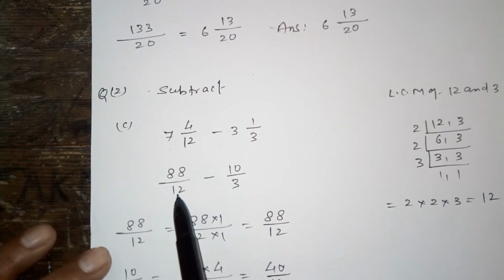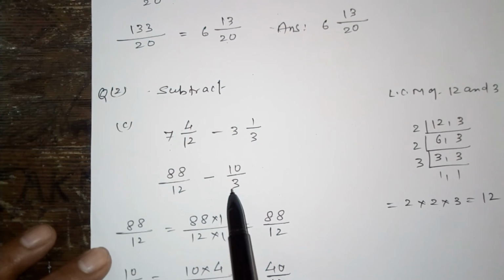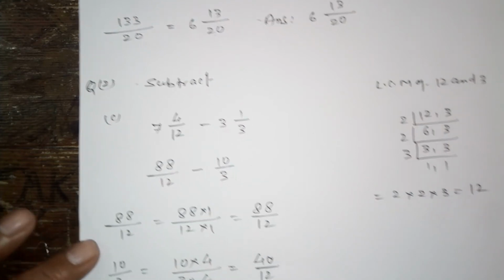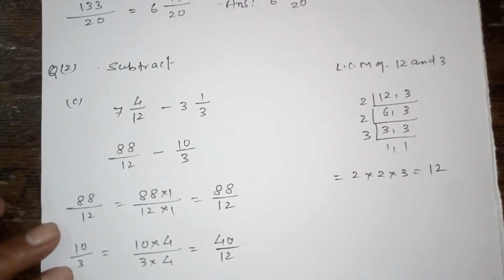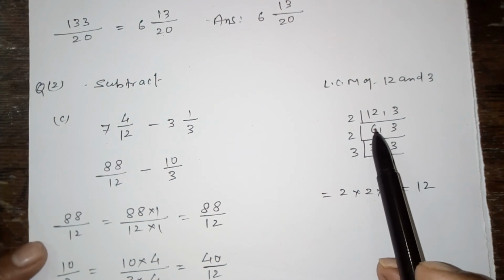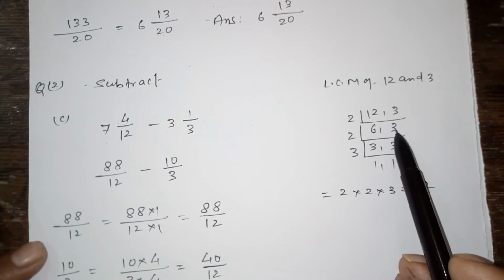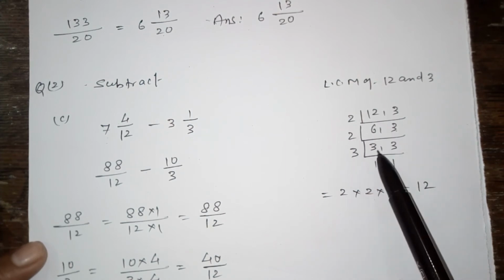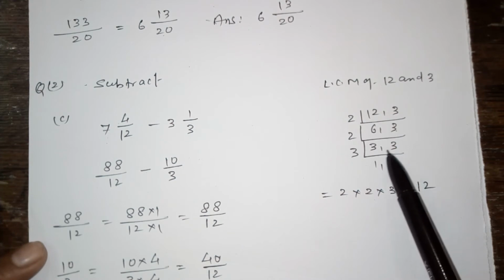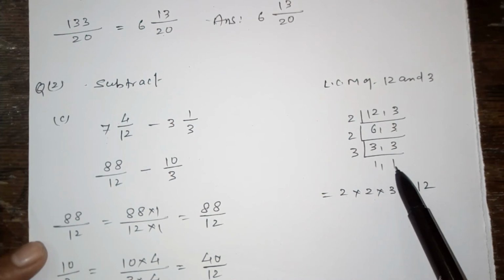As you know very well, these two fractions are unlike fractions. So unlike fractions are converted to like fractions. For this we will apply the LCM method. So what will you do? We will take out the LCM of 12 and 3. 12 divided by 2 will give you 6. 3 is the same number. 6 divided by 2 will give you 3, and this is 3. Again 3 divided by 3 will give you 1, and this is 1.